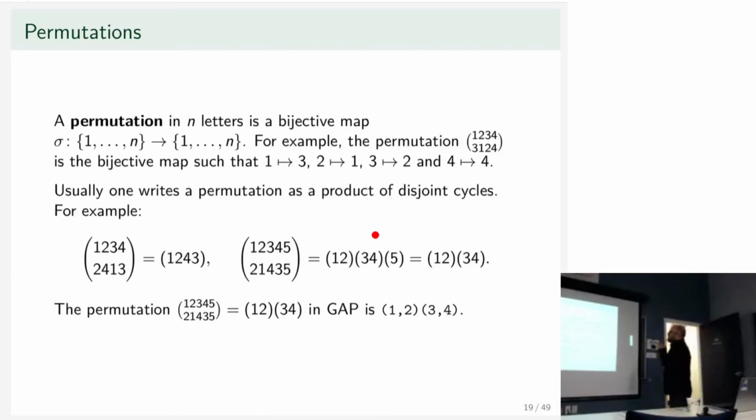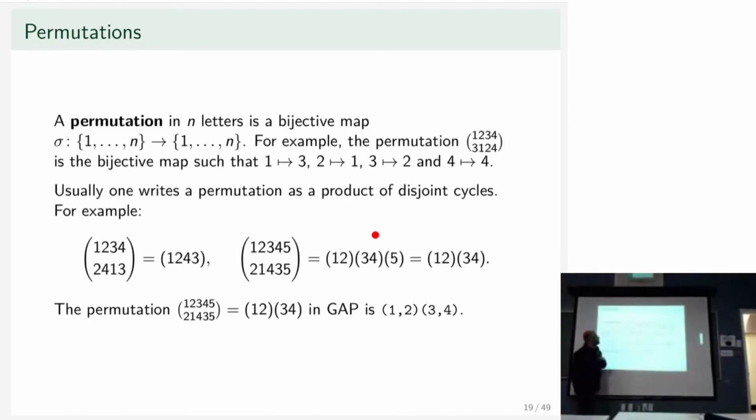Okay, you know that a permutation on n letters is a bijective map from this set into this set. Typically, you use this notation, right? So this is the domain. 1 goes to 3, 2 goes to 1, 3 goes to 2, and 4 goes to 4. So this is the notation you typically use for functions, right? Well, you know that every permutation can be written as a product of disjoint cycles, right? For example, 1 is connected to 2, 2 is connected to 4, 3 is connected to 1, and 4 is connected to 3.